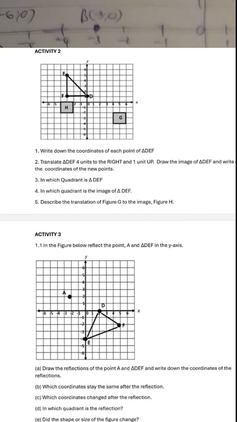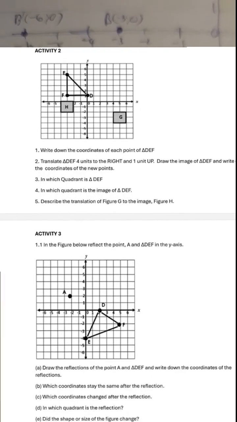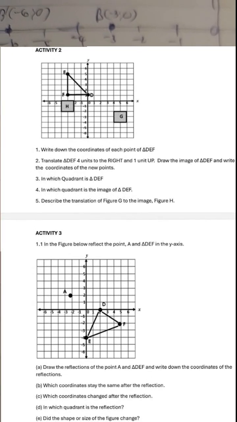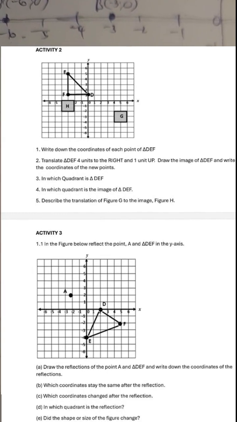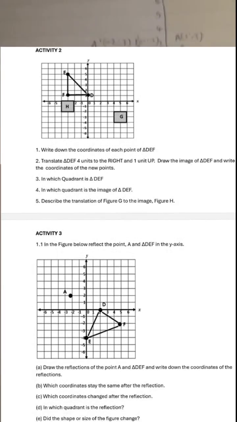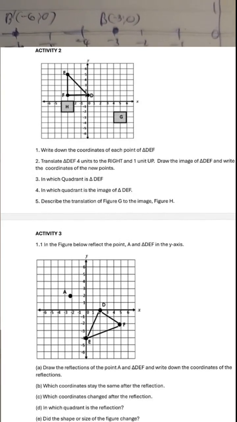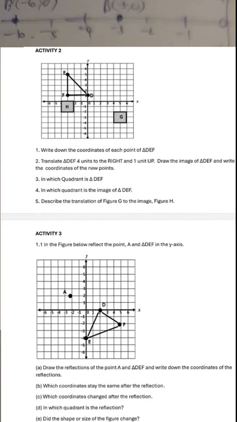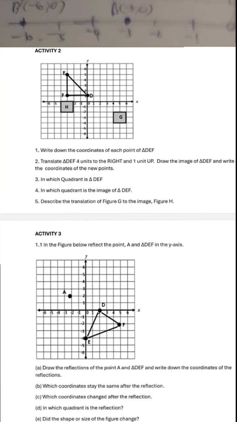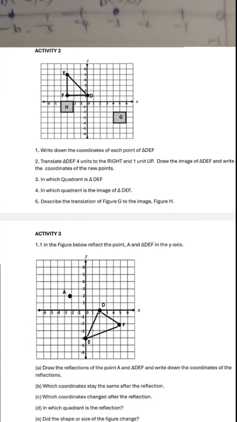So if you can first write down the coordinates of D. I'm sure you guys can see that there's 1, 2, 3, 4, 5, 6. You can see that on the y-axis. So the coordinates of D. What are the coordinates of D, guys? What are the coordinates of D, the coordinates of F, and the coordinates of E?